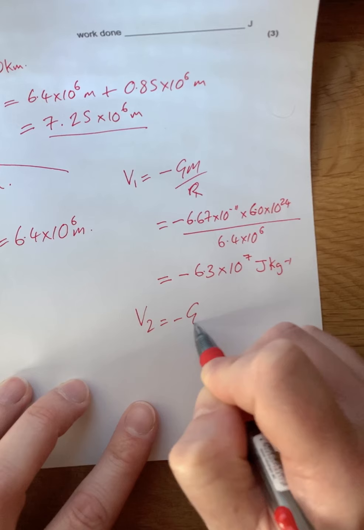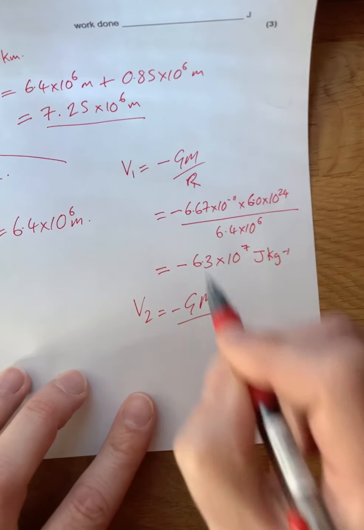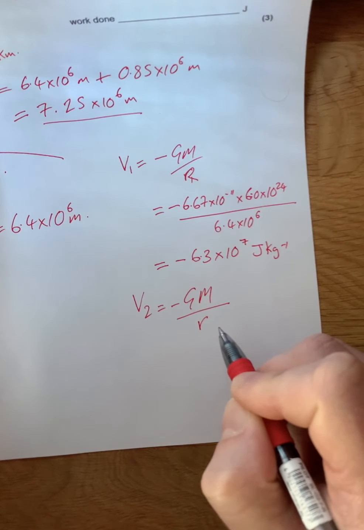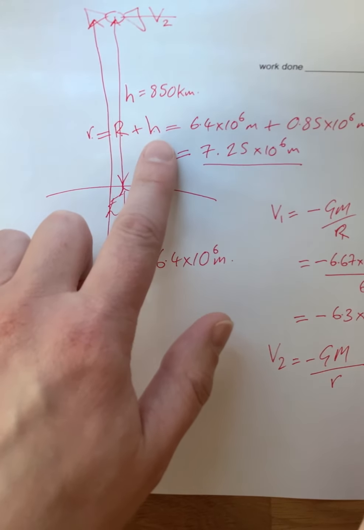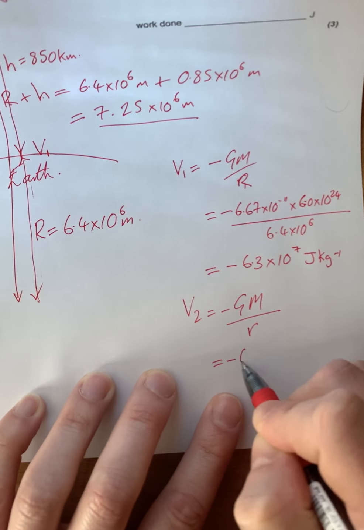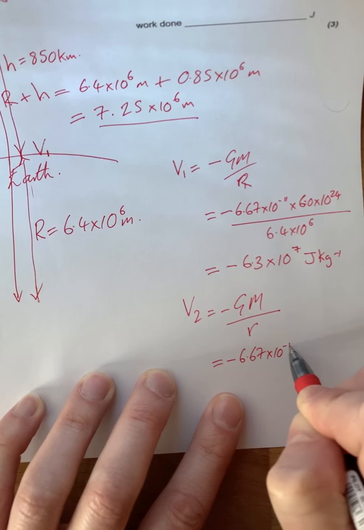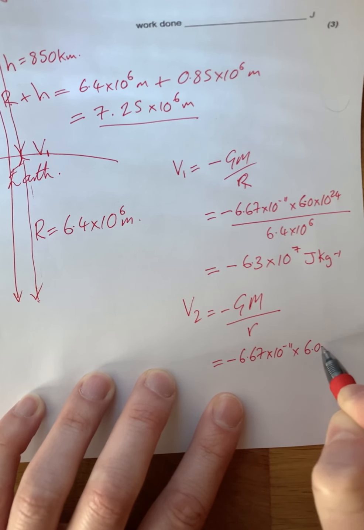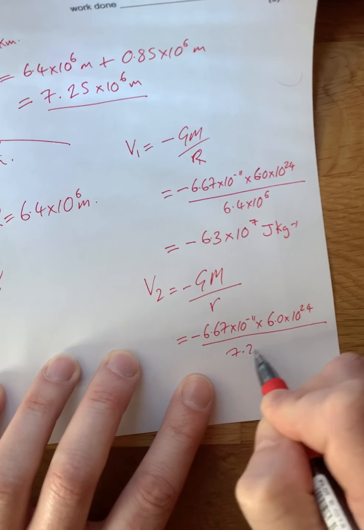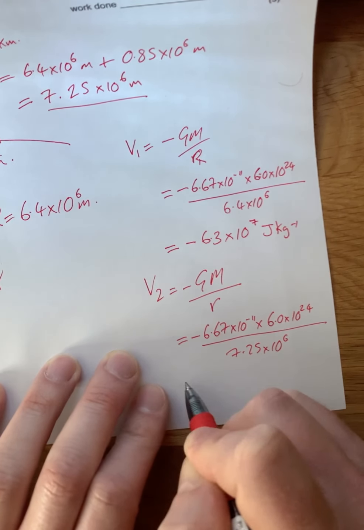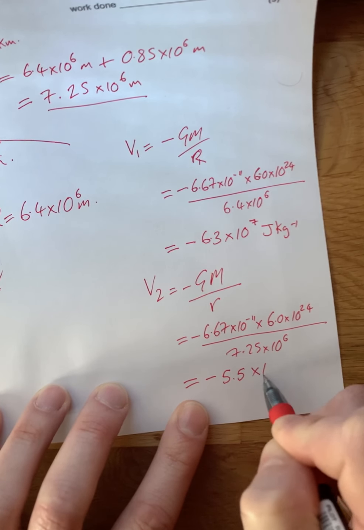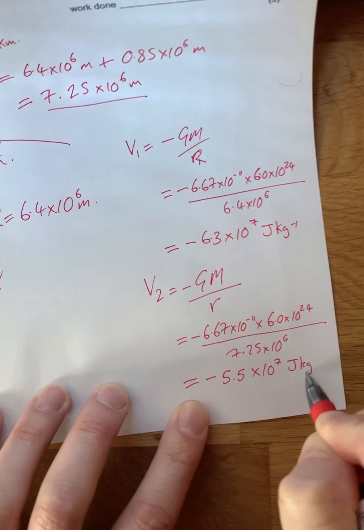V2 then is going to be minus Gm, same constant value, same planet, divided by R, and in this case we mean radius of the planet plus height, so that's 7.25 times 10 to the 6. So the numbers then give us 6.67 times 10 to the minus 11 multiplied by 6 times 10 to the 24 divided by 7.25 times 10 to the 6. And that comes out as minus 5.5 times 10 to the 7 joules per kilogram.